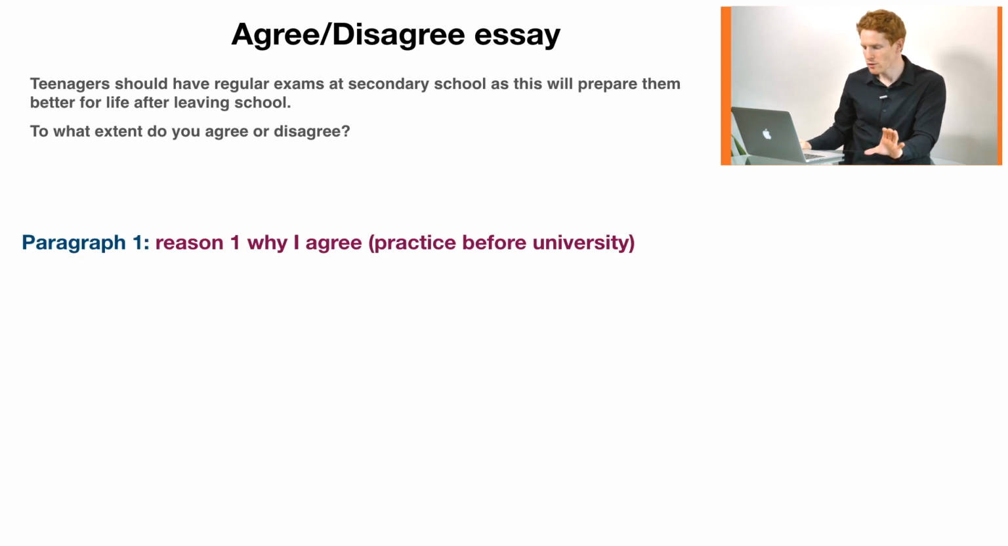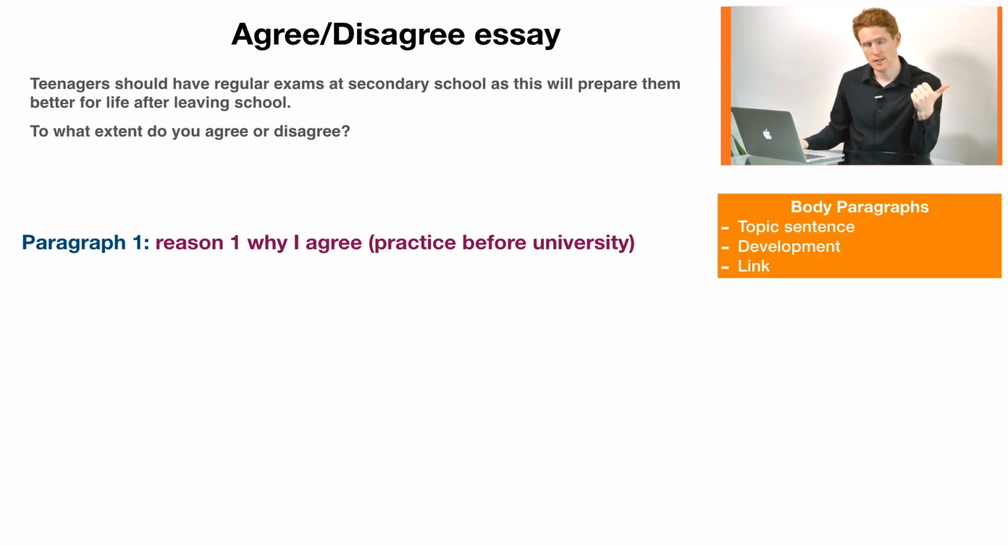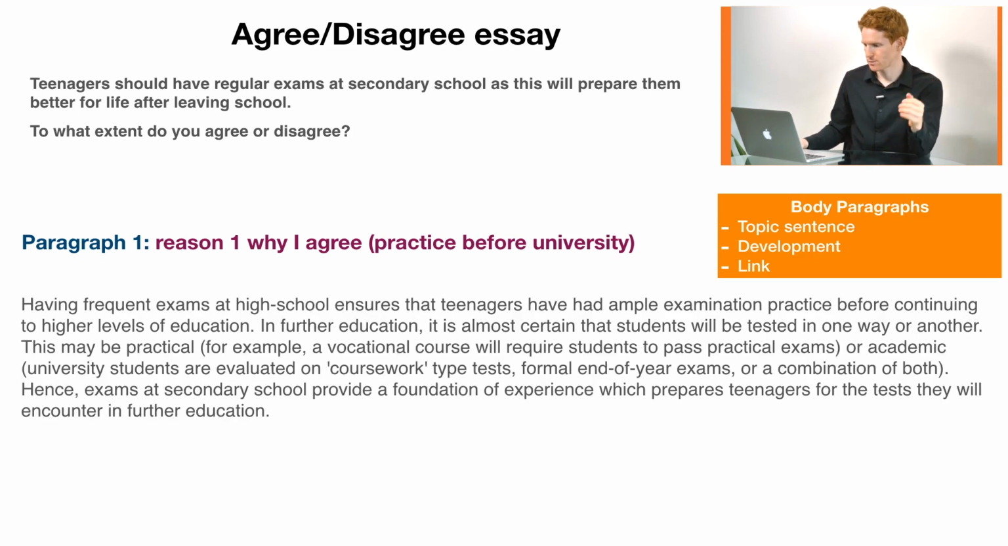So in this paragraph, we're going to talk about the first reason why I agree with frequent exams at high school. Now, a body paragraph should do three things. It should have a topic sentence, a development, and ideally a link. Here's an example. In fact, I'm just going to let you read that. I'm not going to read out the whole paragraph. So feel free to pause this video and read this whole paragraph. If you haven't paused the video, pause it now.